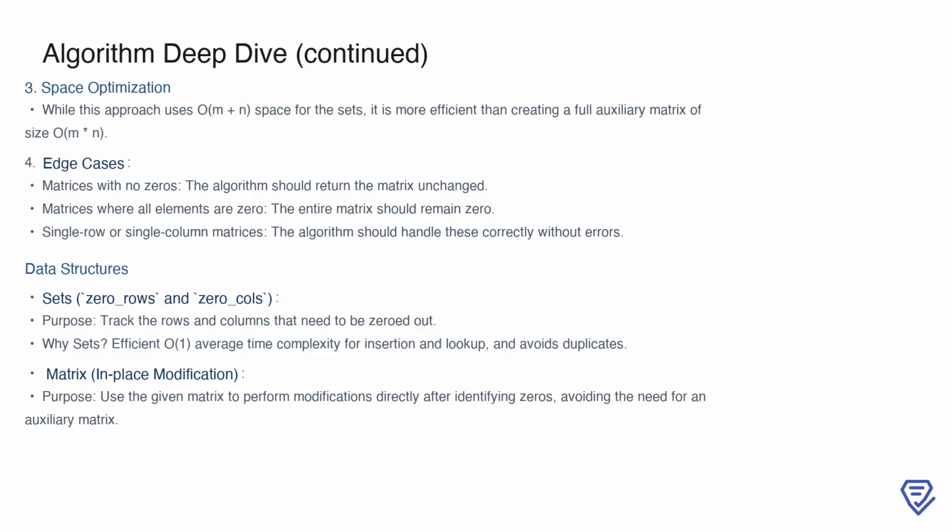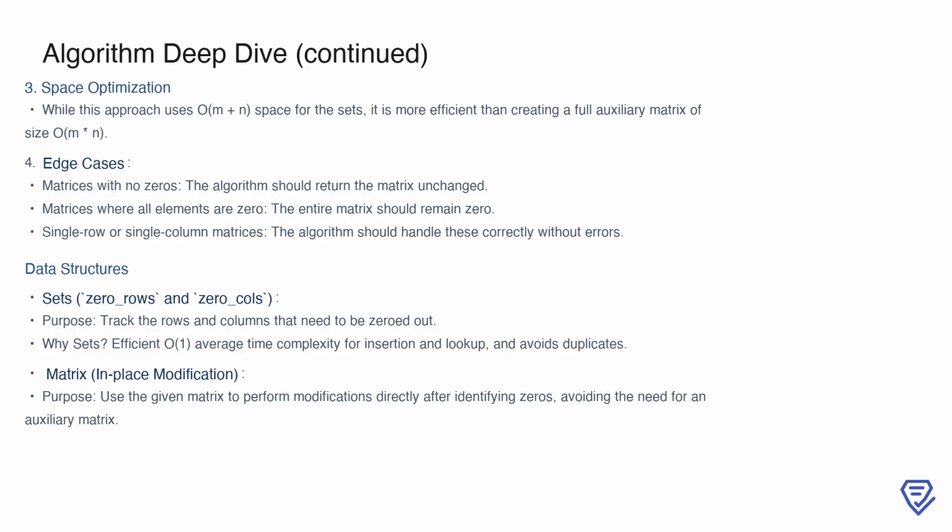This approach, while effective, does utilize additional space for the sets zero_rows and zero_cols, which requires m+n space, where m is the number of rows and n is the number of columns. However, this is significantly more efficient than using an auxiliary matrix of size m*n.